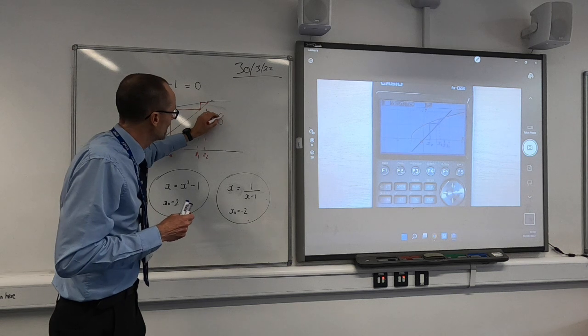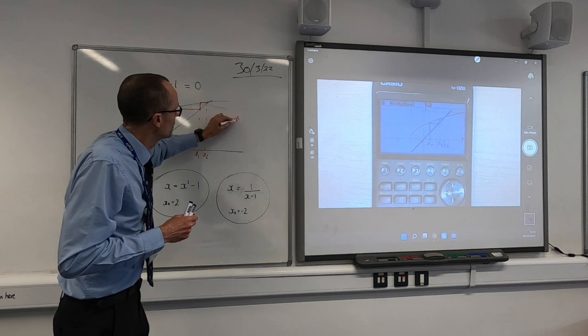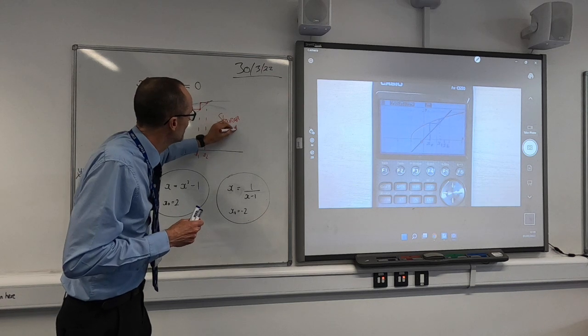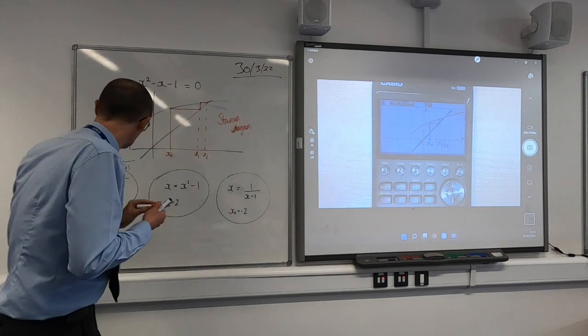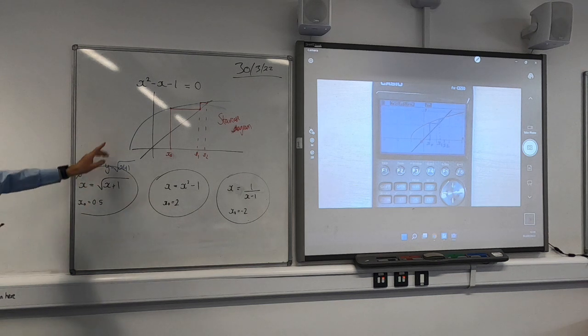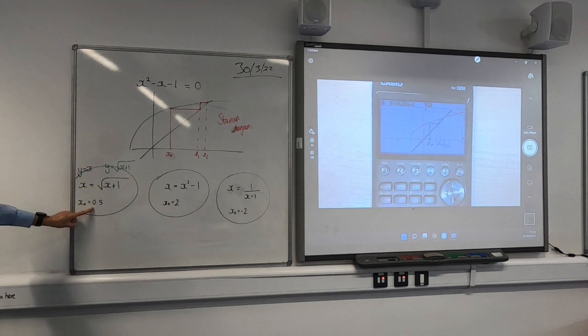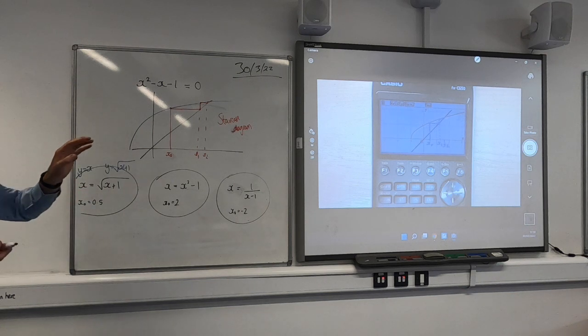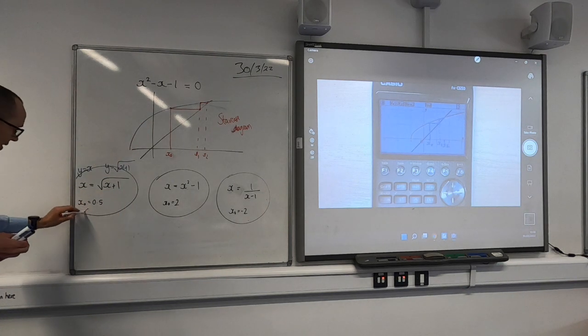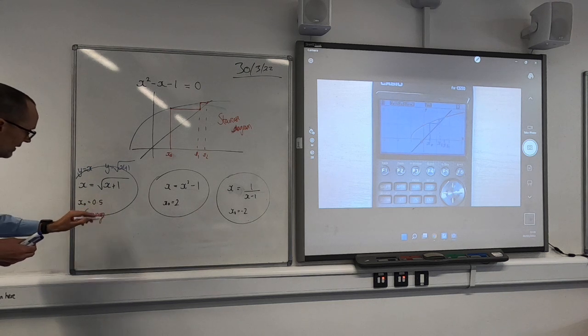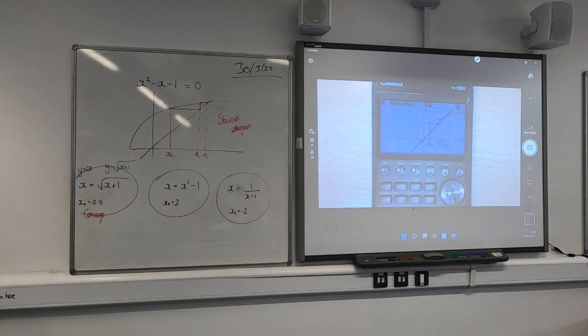This is called a staircase diagram, and this shows that staircase diagram. It shows that if I use this rearrangement of that equation with that value, I'm going to locate one of the roots. It's going to converge. So that's the graphical way of demonstrating that this iteration will work.